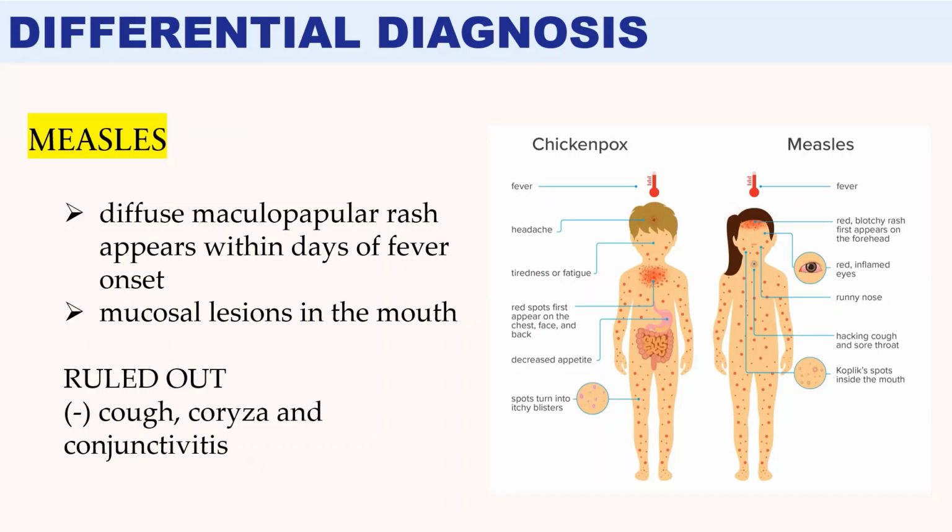We ruled out measles since the three C's, that is a classical set of upper and lower respiratory tract infection in measles, are not present in the patient. So no cough, no coryza, and no conjunctivitis.